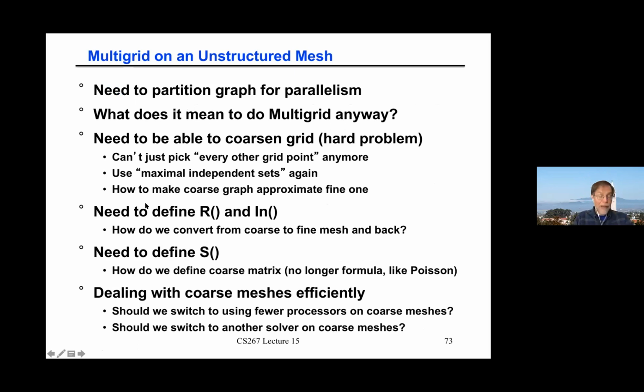So I will just mention a little bit. That's the end of multigrid on structured meshes. Since multigrid is a very important algorithm, and it's also used in unstructured meshes, I just wanted to give a little bit of an overview of what changes there. But that's the end of structured meshes. Any questions?